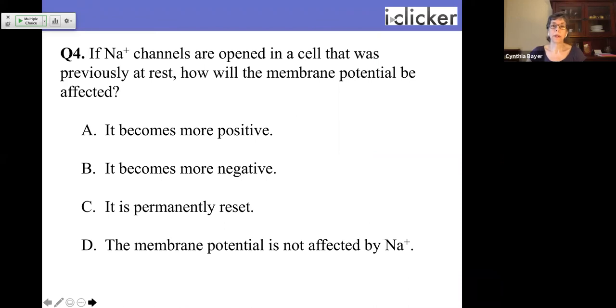Now, if you have a sodium ion channel that becomes open in a cell that was previously at rest, how is that going to affect the membrane potential?